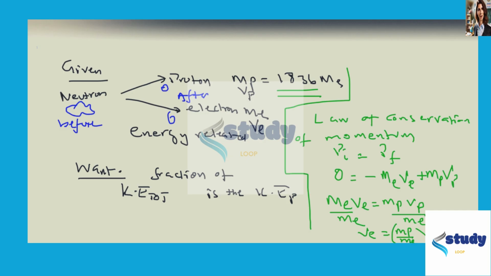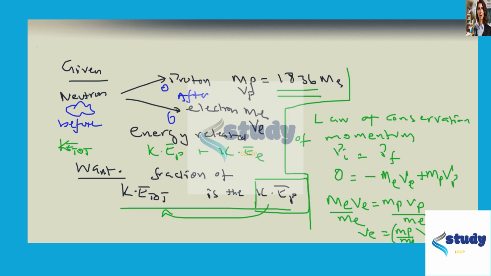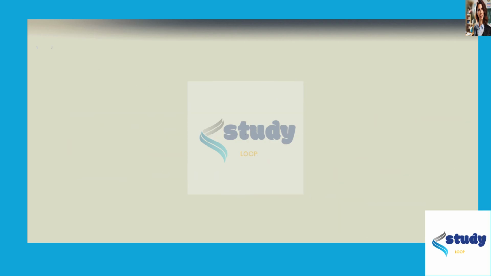On the next page, remember our target is to find what fraction of the total kinetic energy goes to the kinetic energy of the proton. So on this side, we have the total energy, and on this side, we have the total kinetic energy: the kinetic energy of the proton plus the kinetic energy of the electron.